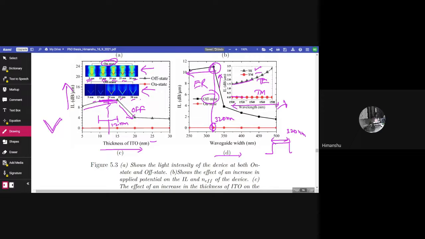So from this diagram, it is obvious that we are getting maximum loss for TE mode in on state, but we want negligible loss for our device in on state. Therefore, we have chosen this TM mode for our device, because we want our signal to pass through the device undisturbed at on state. That's why we have taken this TM mode, because if we choose TE mode, then maximum loss will occur itself in the on state.